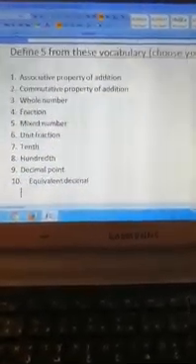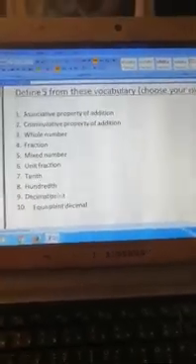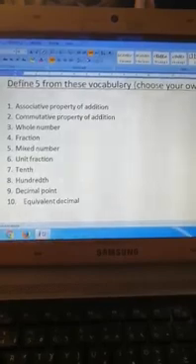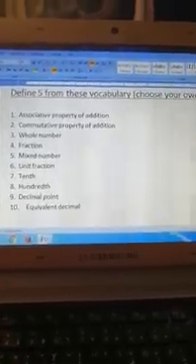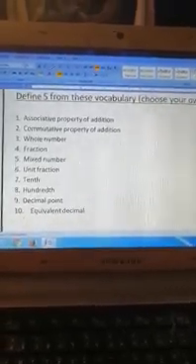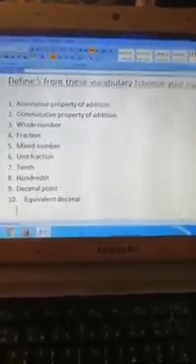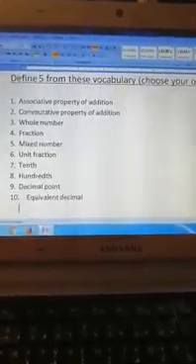like you see here, it's about 10 vocabulary words. You need to choose 5 from them and start to define by yourself. You can use your own words. If you need any help, you can use your math book or any online resources.